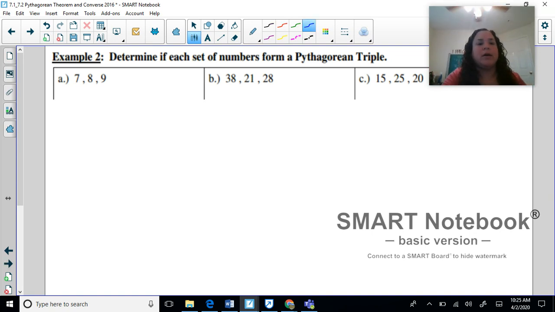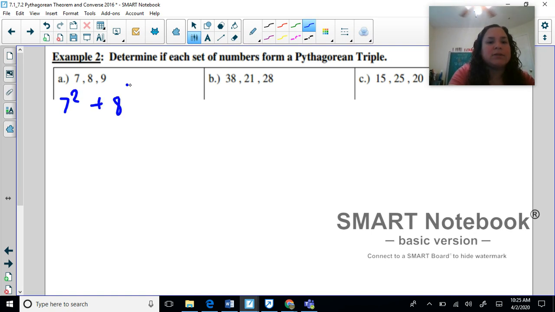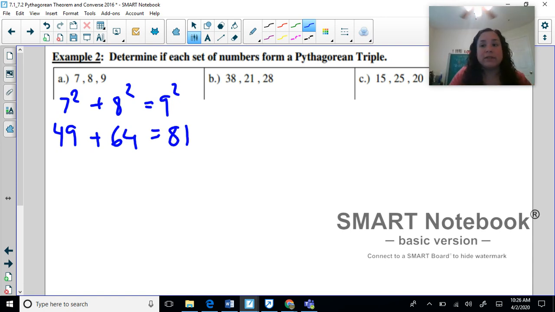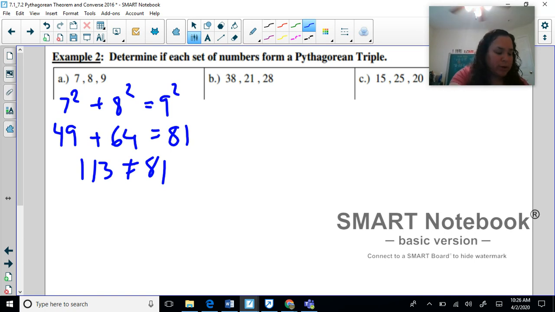I'm going to start with letter A. We're going to plug in 7 squared plus 8 squared equal to 9 squared. We're going to get 49 plus 64 equal to 81. Obviously, if you add 49 plus 64, it's going to be bigger than 81. It's not going to equal 81. So in this case, 113 does not equal 81. Then we're going to say no, it's not a triple.